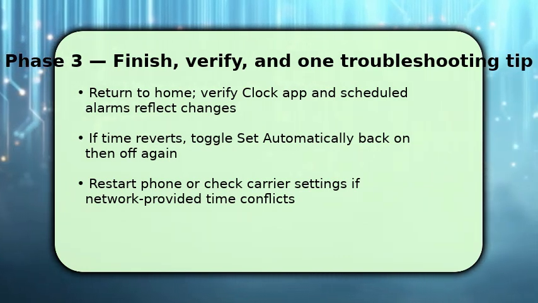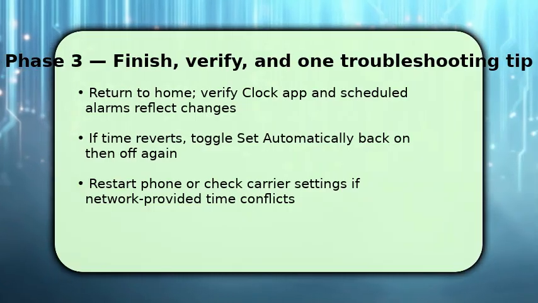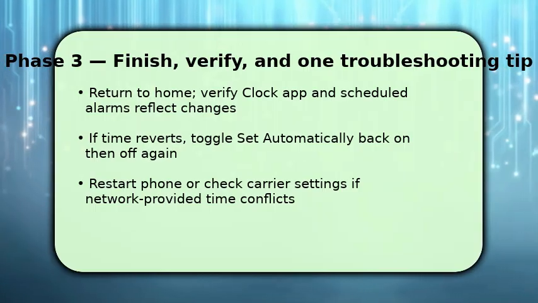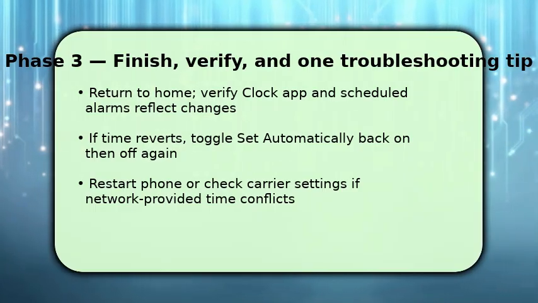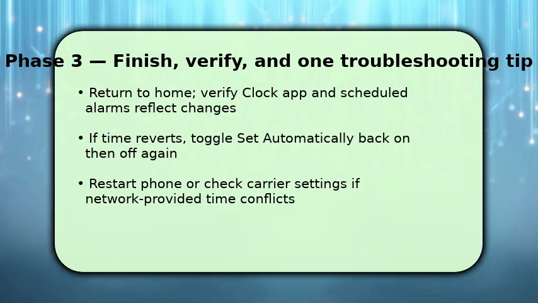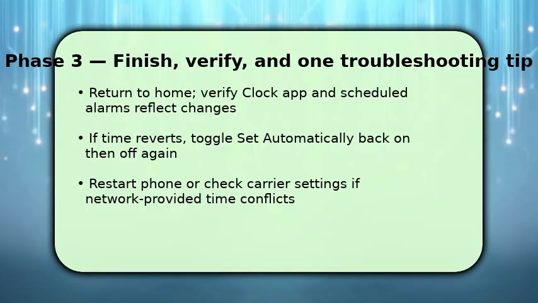When network-provided time conflicts, restart the iPhone and check for carrier settings updates. Those often push authoritative time. If problems persist, contact Apple support or your carrier, because system or network policies can override local changes.